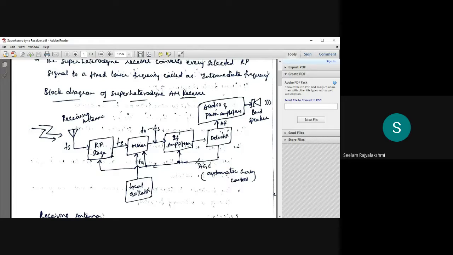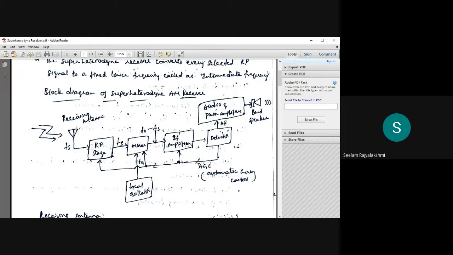Now let us discuss the radio frequency stage, or the radio frequency amplifier. This RF stage is an amplifier which selects the required signal and rejects all the other signals, and it reduces the effect of noise. Here, as output, we obtain the desired frequency signal, let it be Fs.